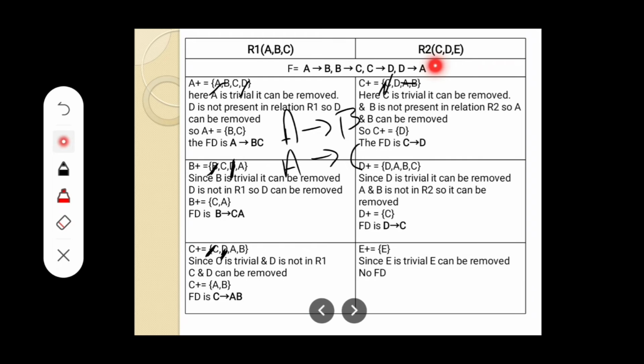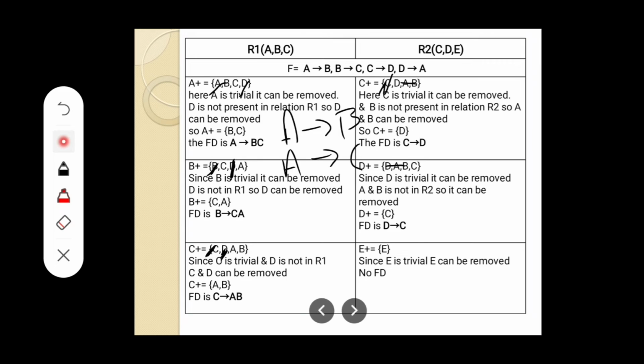Next you will find D closure. D closure is DABC. So D can be removed, AB can be removed, only C is there. Why is D removed? Because of the trivial condition. A and B are not available in relation R2, so A and B are also removed. The rest of the attribute is only C. So we can write the functional dependency D determine C.